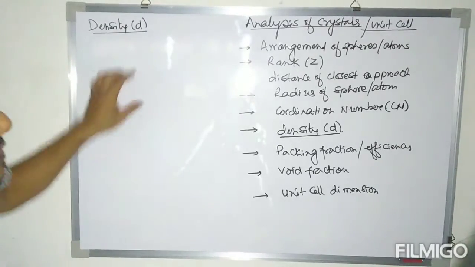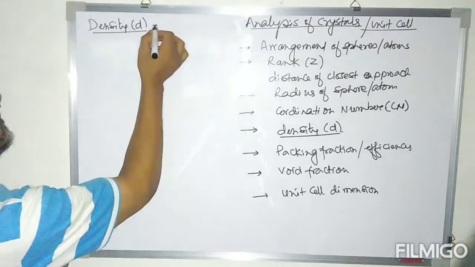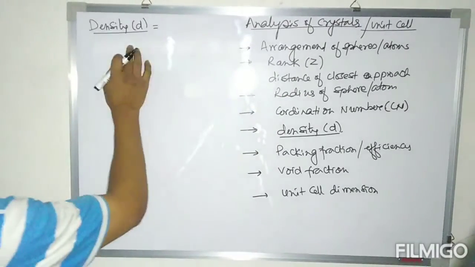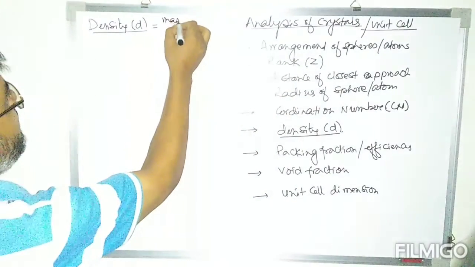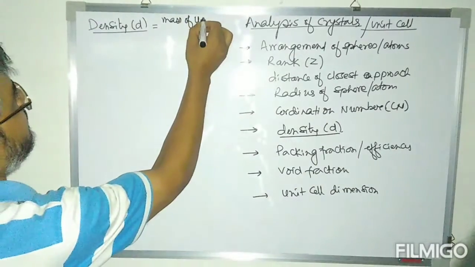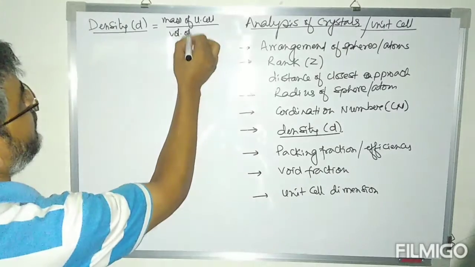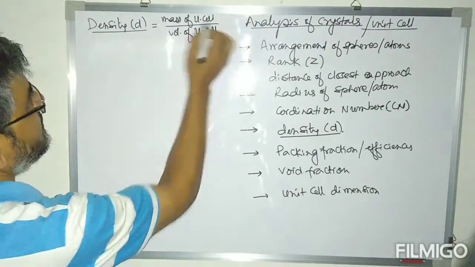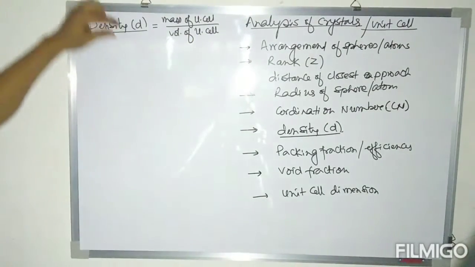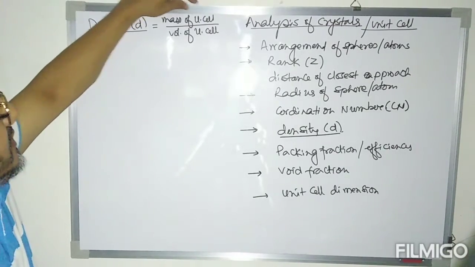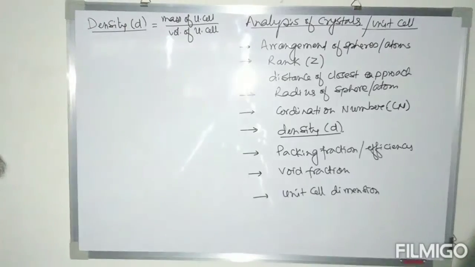Now going by the definition of density, density is defined as mass per unit volume. Since we are defining the density of a unit cell, this density is the mass of the unit cell divided by the volume of the unit cell. So we define this density as mass of unit cell divided by volume of unit cell.